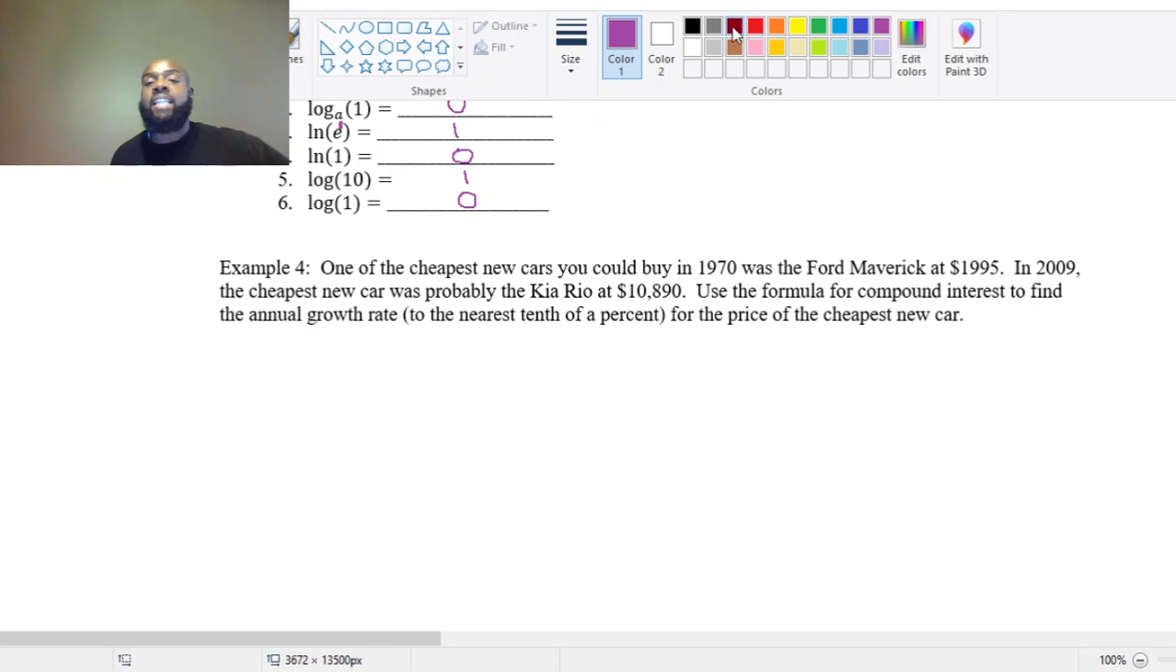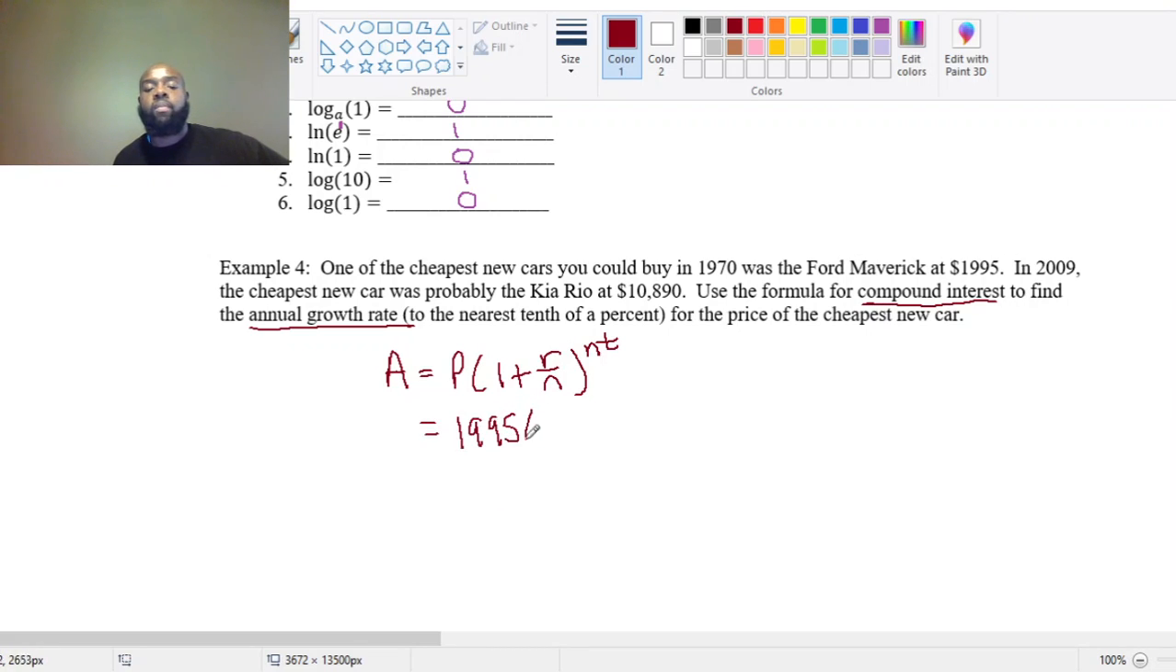And so remember, when we see compound interest, the annual growth rate, we don't see anything about continuous, so I'm going to use that formula A equals P times 1 plus r over n to the nt. All right, and so my P naught is 1995. I don't know this r here, so that's what I'm trying to find. And the prices are going to change once a year, right? So I'm going to put an n equals 1 here.